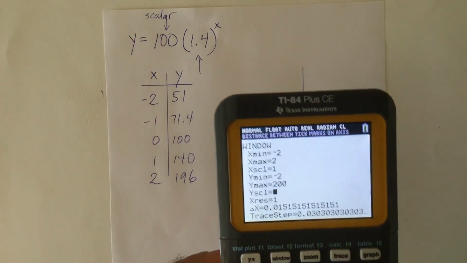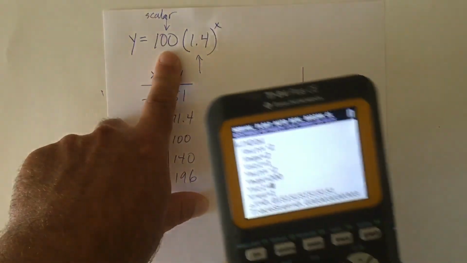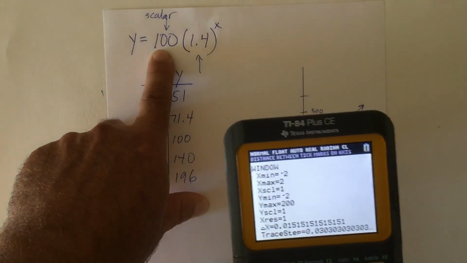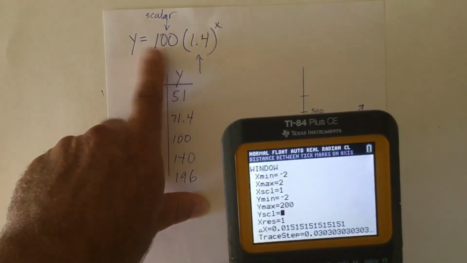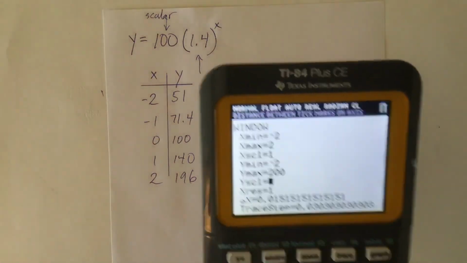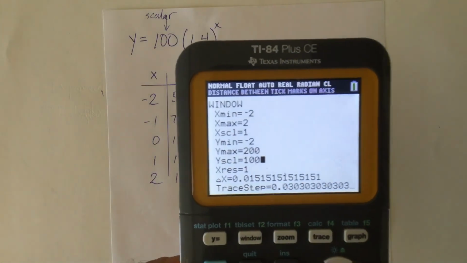But what's the scale I want to use? Whatever the scalar is. So if this was 10, I'd make the scale 10. If this was 15, I make the scale 15. If this is 25, I make the scale 25. So I'm going to make my scale 100. Every dash on the y is worth 100.